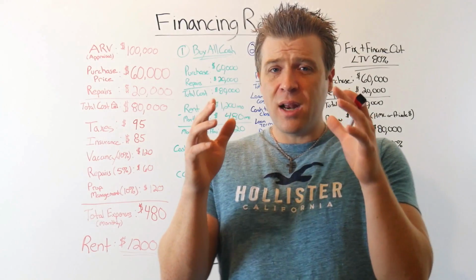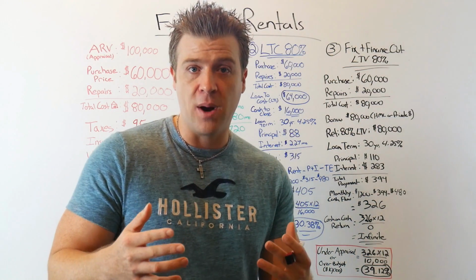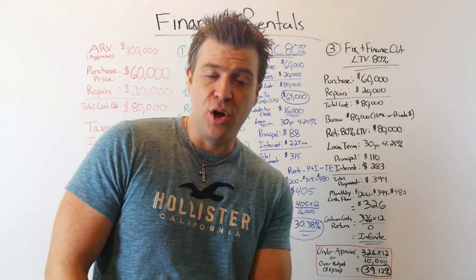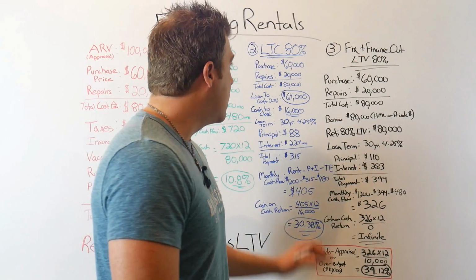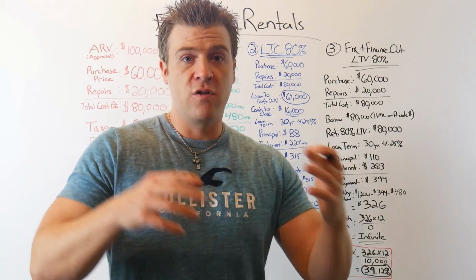So let's look at a little bit better way to do this. Now, let's assume you don't have $80,000 to pull out of your pocket, but you're bank financeable. You can go to the bank and get a loan. So what you can do is get a loan using what's called loan to cost. Now we have loan to value versus loan to cost.